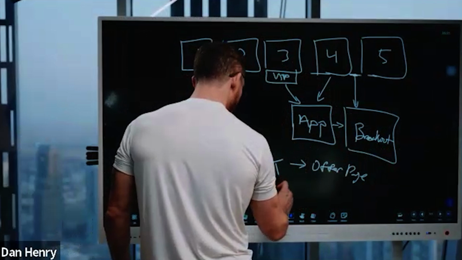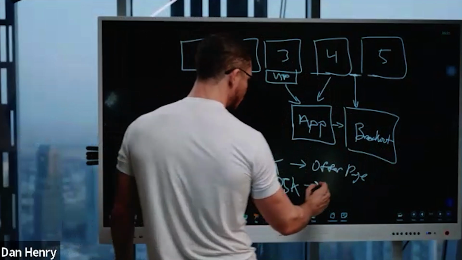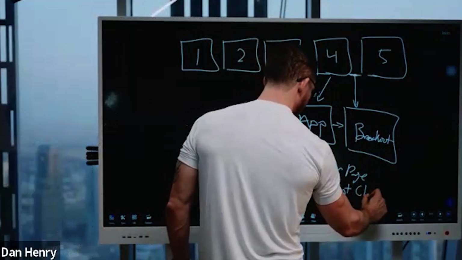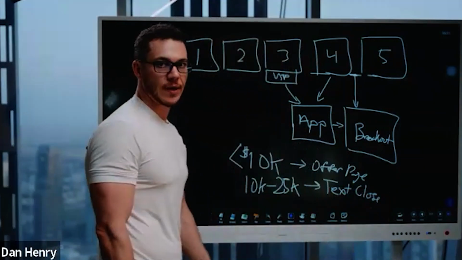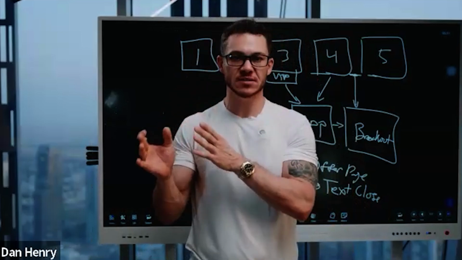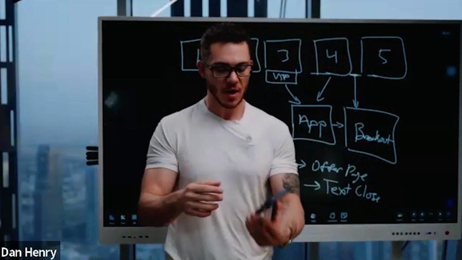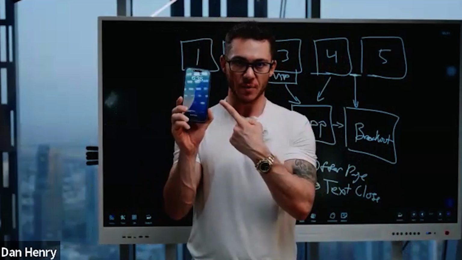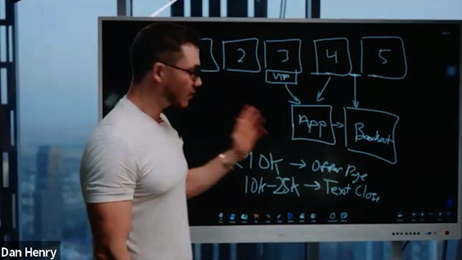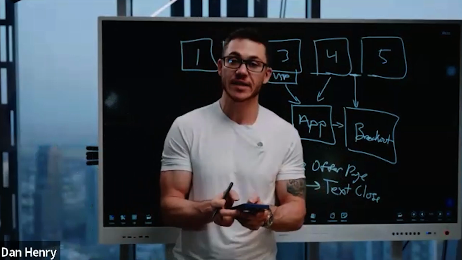Now, if you're 10K to 20K, I like to go to a text close. Okay. And how that works, and you guys will see me do it, I take you to an offer page. It explains the offer. I ask for a $1,000 refundable deposit. I then say, once you submit your deposit, you're going to get my phone number. You text me on this phone. I have closed literally hundreds and hundreds of thousands of dollars in sales after my challenge, just texting.